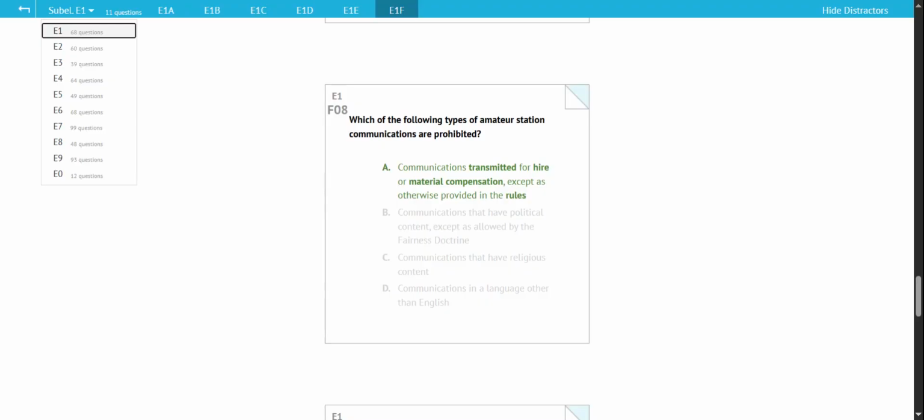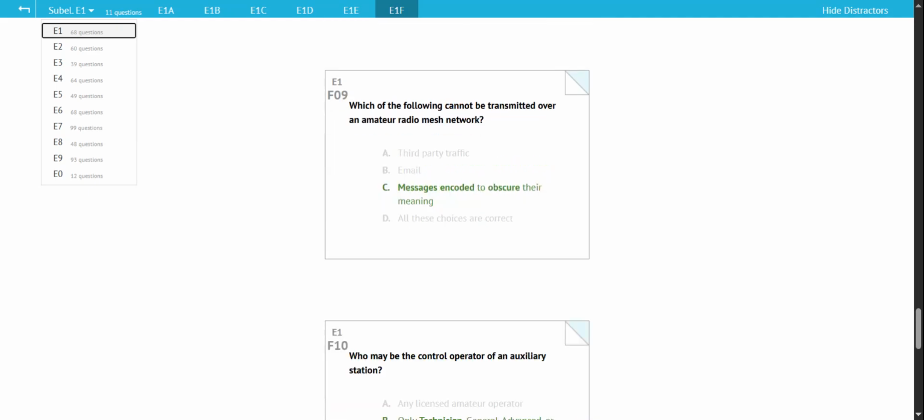Question Echo 1 Foxtrot 08. Which of the following types of amateur station communications are prohibited? The answer is communications transmitted for hire or material compensation, except as otherwise provided in the rules.